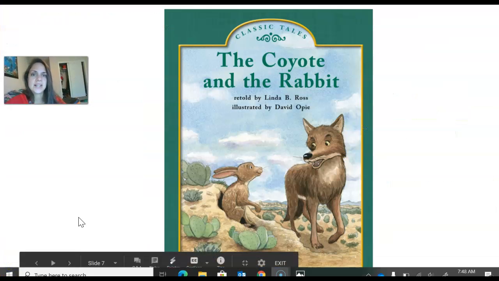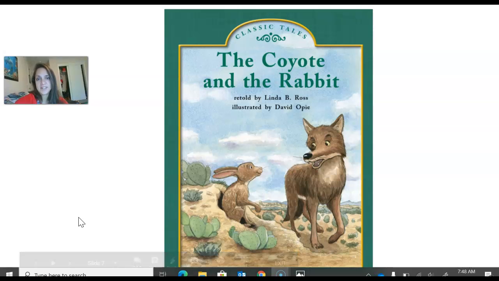This is our new book today. It is a classic tale. And remember, a classic tale has been told by word of mouth or from generation to generation. So you might have heard a different version of this classic tale. This is The Coyote and the Rabbit, and it's very similar to The Tortoise and the Hare.